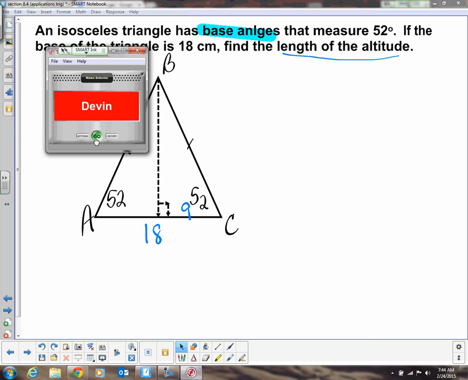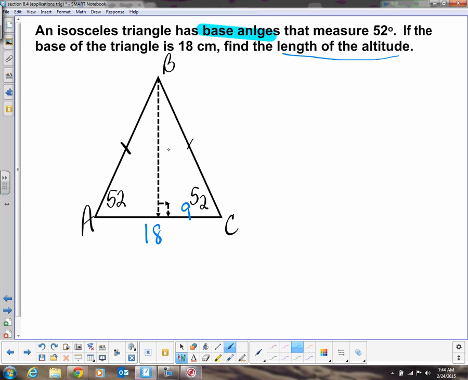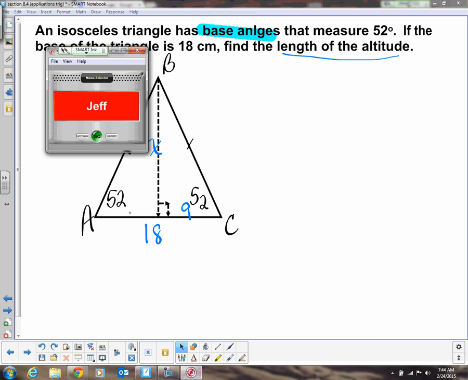So which segment should I put my variable on, Jeff? The dotted line or the solid line? Dotted. All right, so with that said, can you identify the hypotenuse of the right triangle on the right-hand side, Jeff?